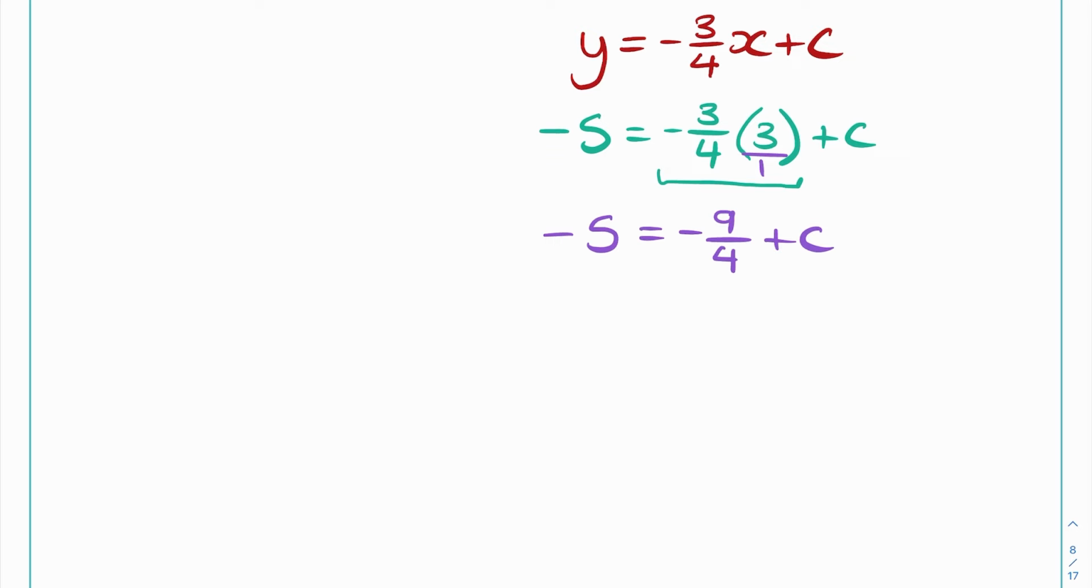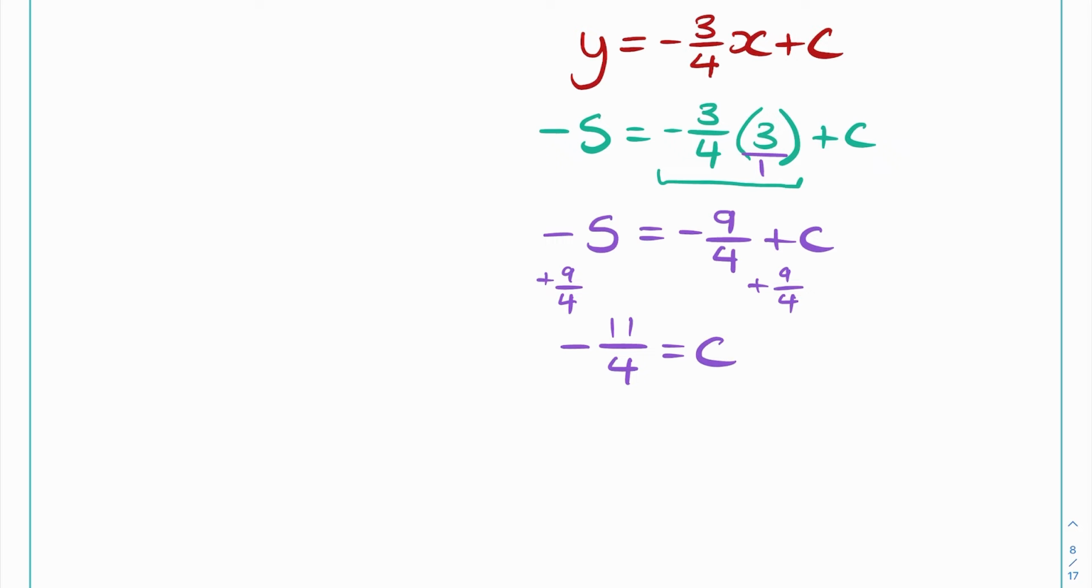So nice and easy to work out the value of c. We just need to add 9/4 to both sides. You could convert that into a mixed number and add it over, but we've got a calculator. So I'm just going to type in -5 plus, and then 9/4. And that comes out as -11/4. So we get -11/4 is equal to c.